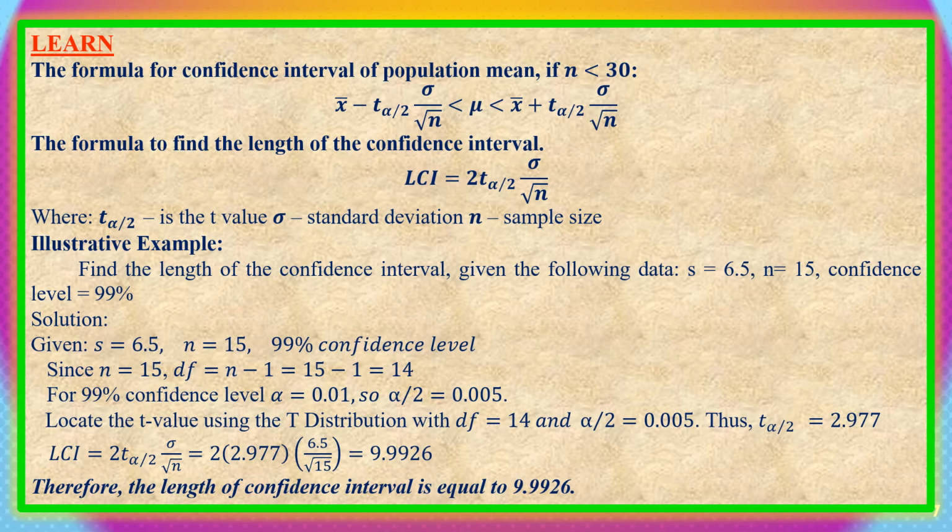So our LCI is equal to 2 times t sub alpha over 2 times the standard deviation over the square root of n. That will give you 2 times 2.977 times 6.5 over the square root of 15. Using your scientific calculator with the correct grouping symbols, that will give you 9.9926. Therefore, the length of the confidence interval is equal to 9.9926.